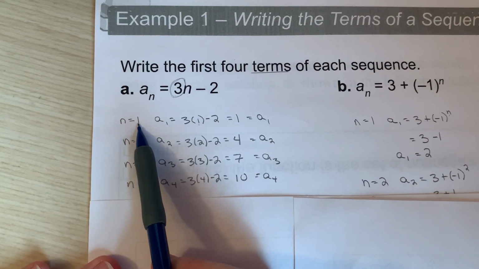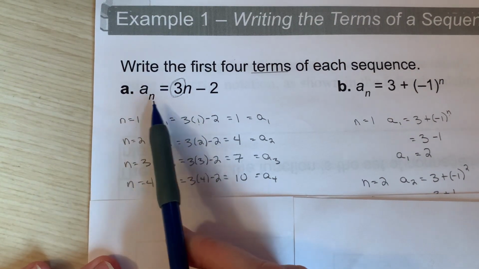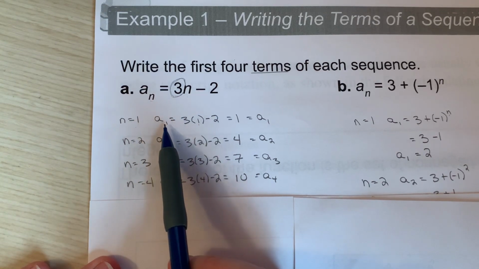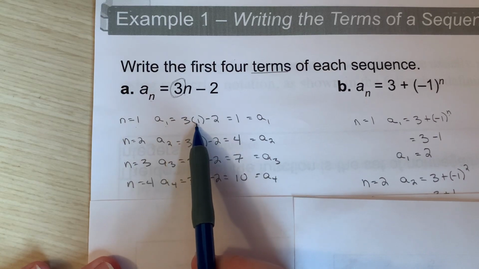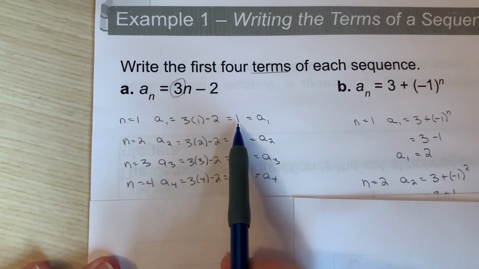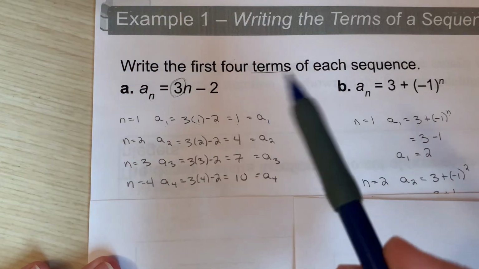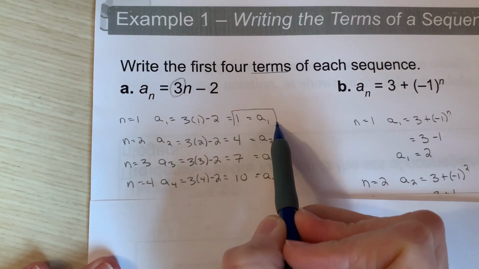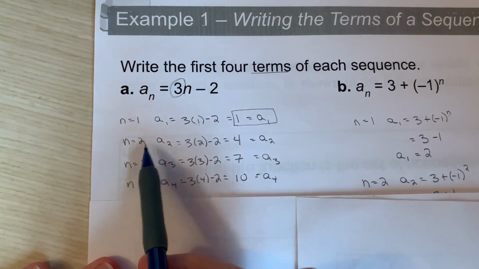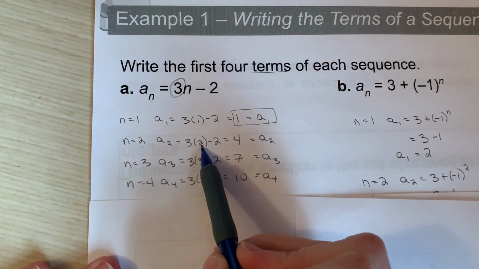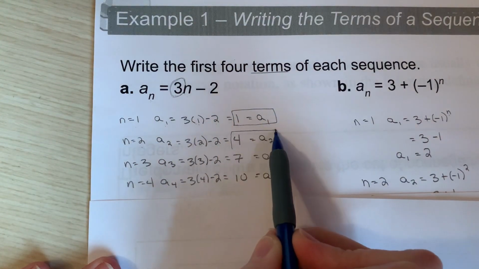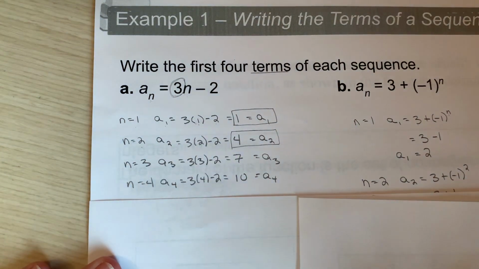If you're finding the first term, that means n equals 1. If n equals 1, I'm going to have a 1 here. So I'm finding a sub 1 and I'm going to put a 1 here. So I'm going to have 3 times 1 minus 2, which is equal to 1. So my a sub 1 will be 1. If n equals 2, I would have a 2 here and a 2 here. Substitute a 2 in there. 6 minus 2 is 4. So a sub 2 equals 4.